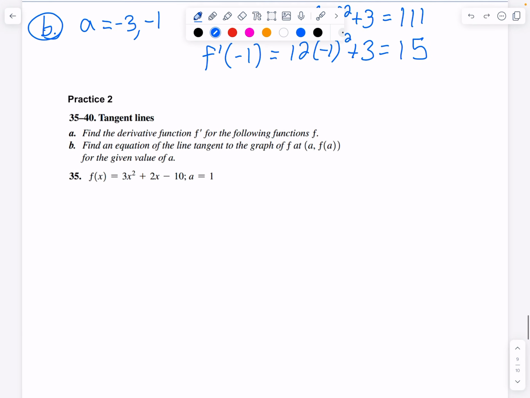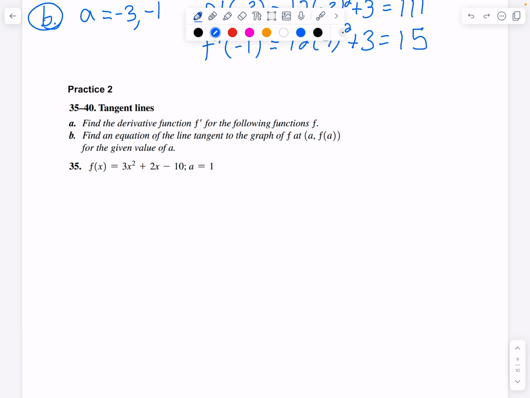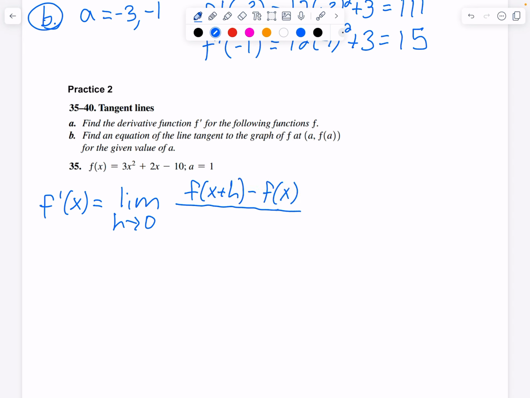All right, take a look at practice 2. We're going to do the same exact thing here. So we want to write the definition, f prime of x is equal to the limit as h goes to 0 of f of x plus h minus f of x all over h. Remember, that's a slope. We're just taking the limit and letting h get really small. It makes my interval really small.